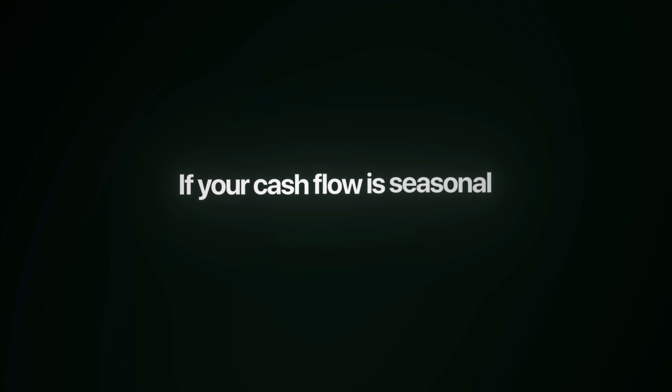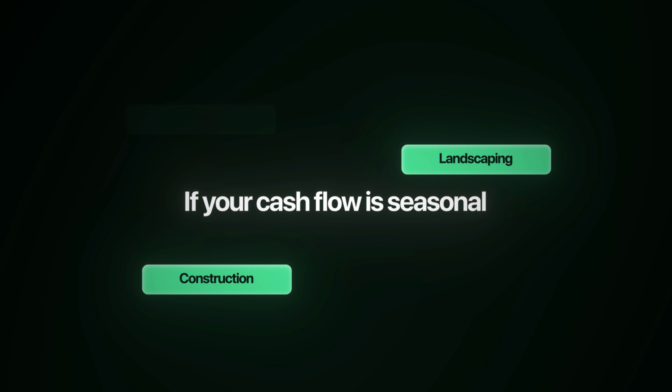But if your cash flow is seasonal, construction, landscaping, retail, a fixed monthly payment can crush you in the slow months, even if the annual math works fine. In that case, a revolving line of credit is much better because you only draw when you need it and you only pay interest on what you use. So a $200,000 line at 10% where you draw $80,000 for 3 months costs you about $2,000 in interest. Compare that to a $200,000 term loan at the same rate where you're paying $4,250 a month, whether you need all the capital or not.